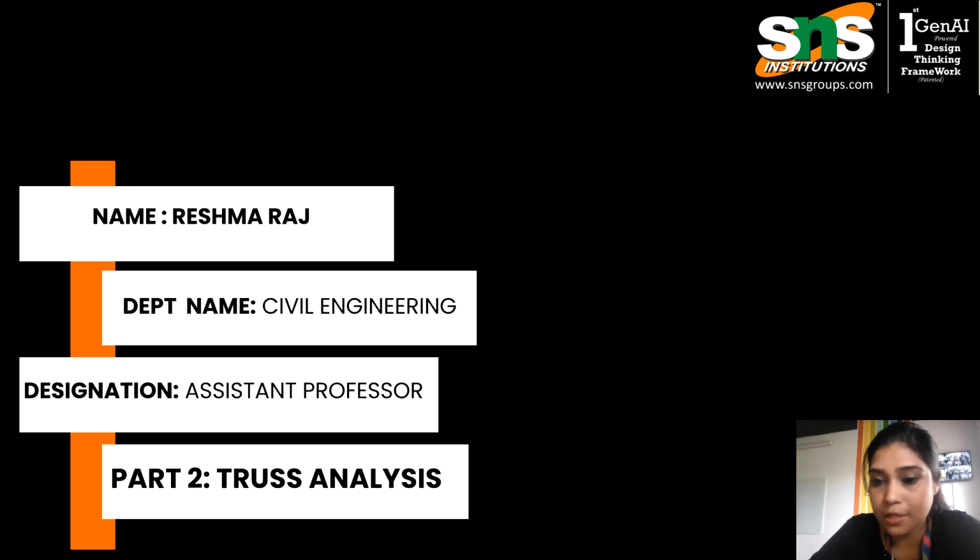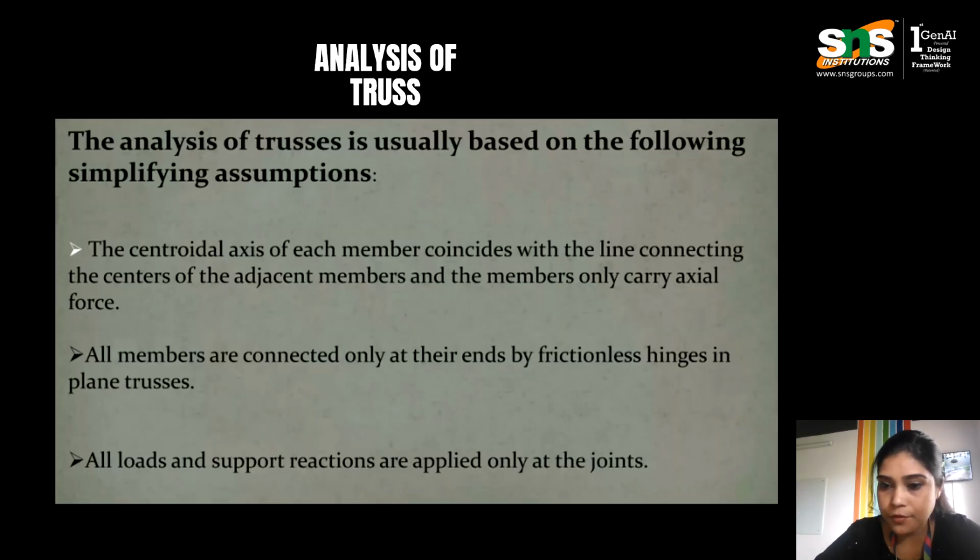Hi, coming to the next part of this stress analysis, we came across what is stress and the components of stress. Next are the important things we have to consider in stress. I'm Reshma Raj from the Civil Engineering Department of SNS Institutions, Coimbatore.